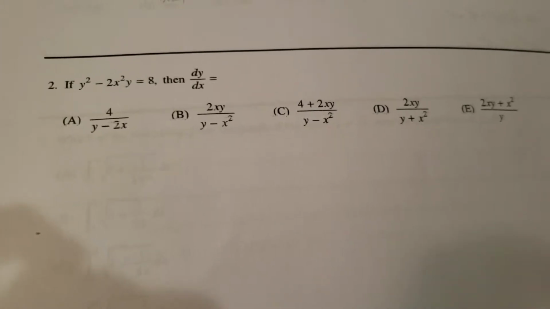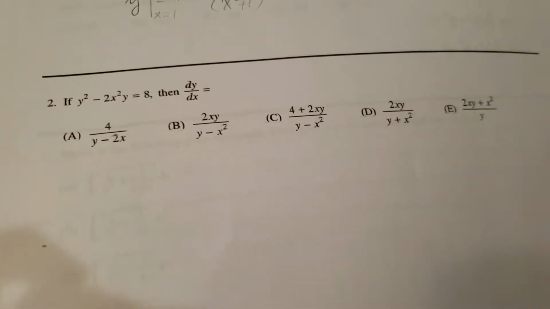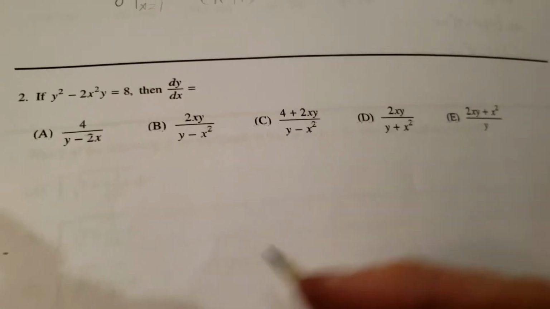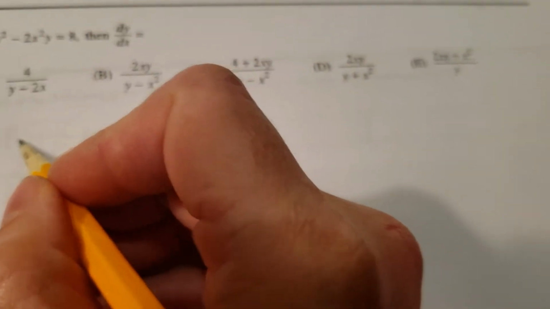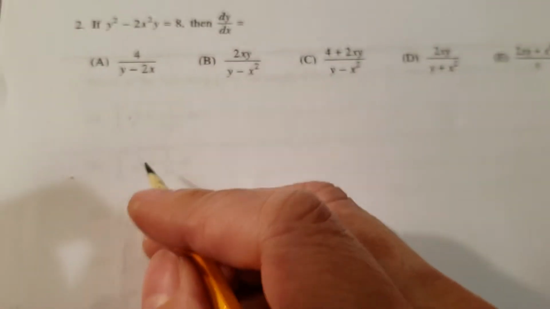Number 2. I'm going to do these in groups of 7. Okay. Implicit differentiation, your best friend, yay. Okay, so we have, let's make sure I'm getting in focus here. Let's focus on my hand.